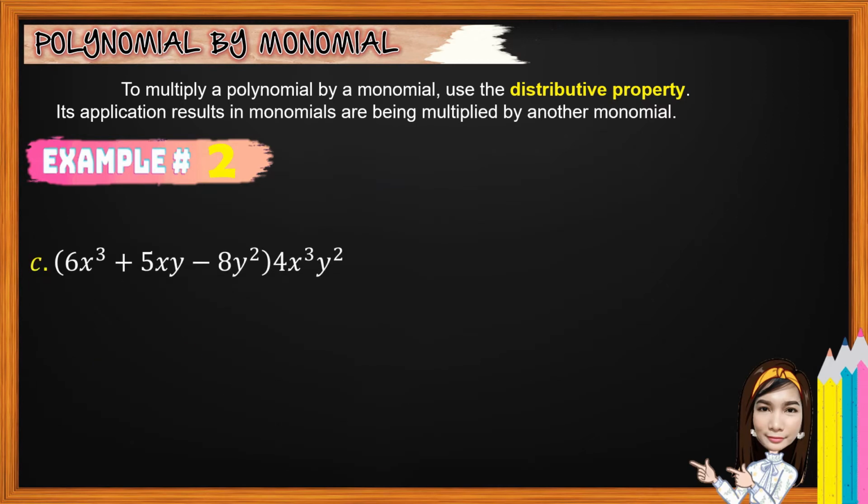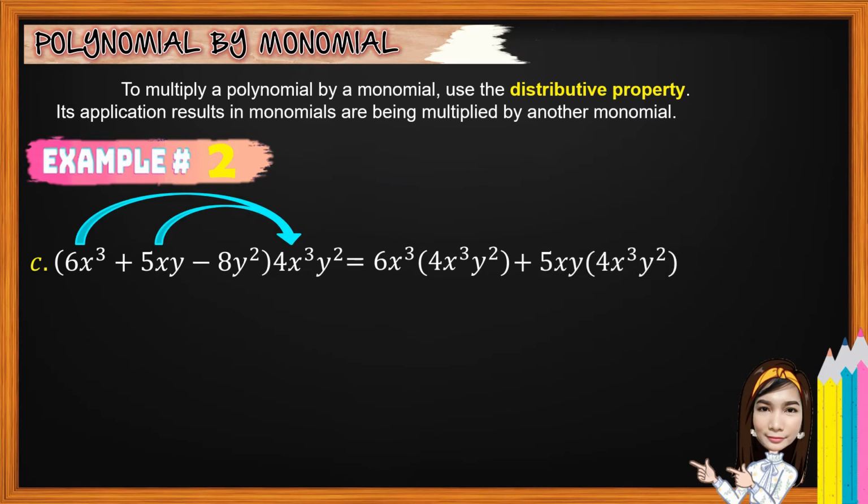Next, for letter C, we have the given quantity 6x cubed plus 5xy minus 8y squared times 4x cubed y squared. Distribute the first term on the monomial. We have 6x cubed times the quantity 4x cubed y squared. Distribute the second term on the monomial. We have positive 5xy times the quantity 4x cubed y squared. Distribute the third term on the monomial. We have negative 8y squared times the quantity 4x cubed y squared. Then multiply the numerical coefficients. Then apply the product rule on the literal coefficients.